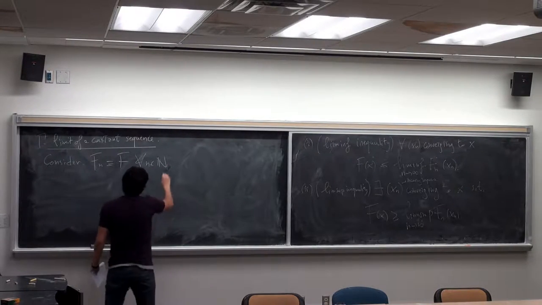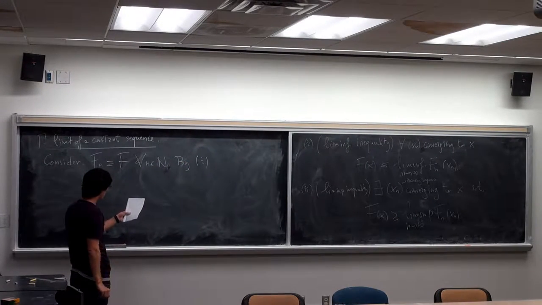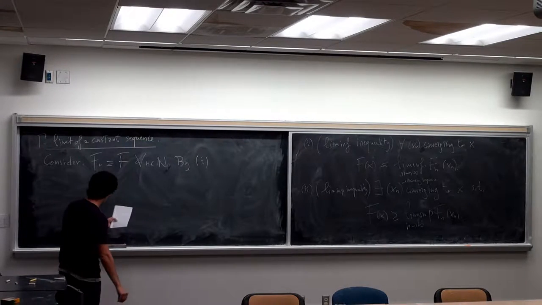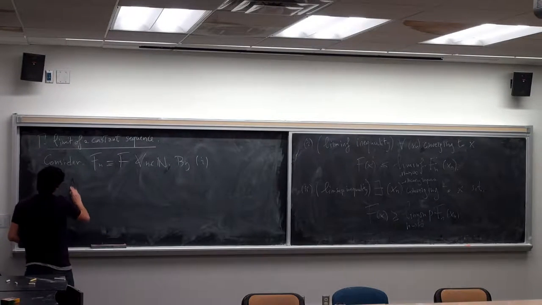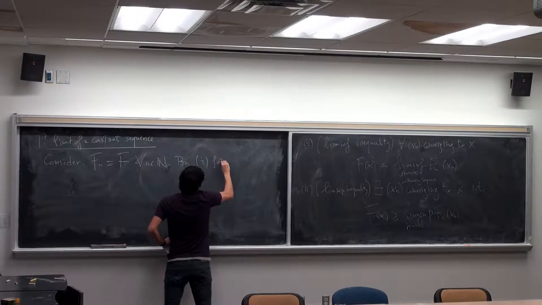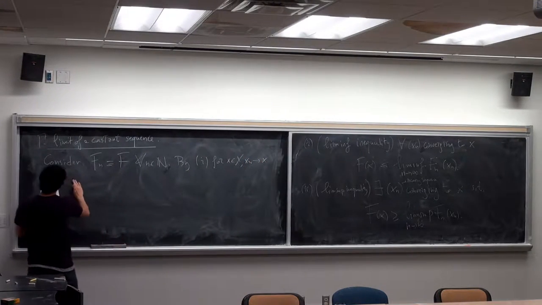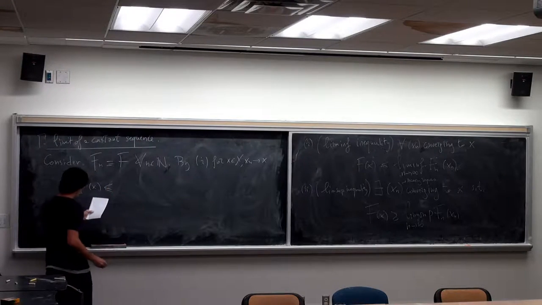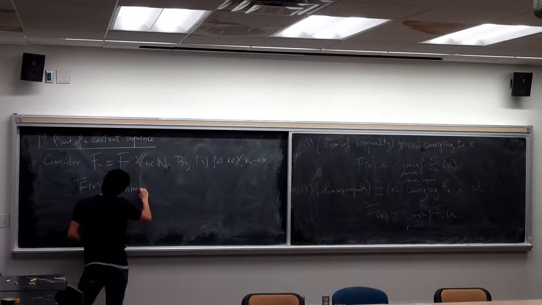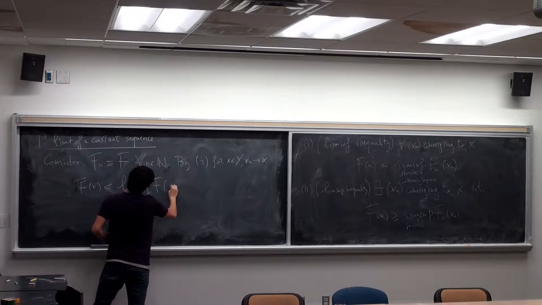And so by the limit inequality, if the gamma limit exists, it has to satisfy that for x in X and x_n that converges to x, F bar, which is the gamma limit, of x is less than or equal to the limit as n goes to infinity of F of x_n.